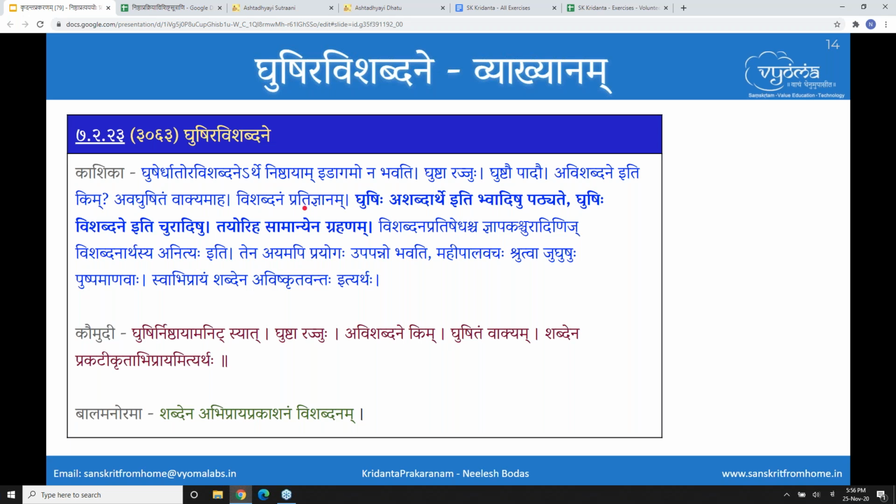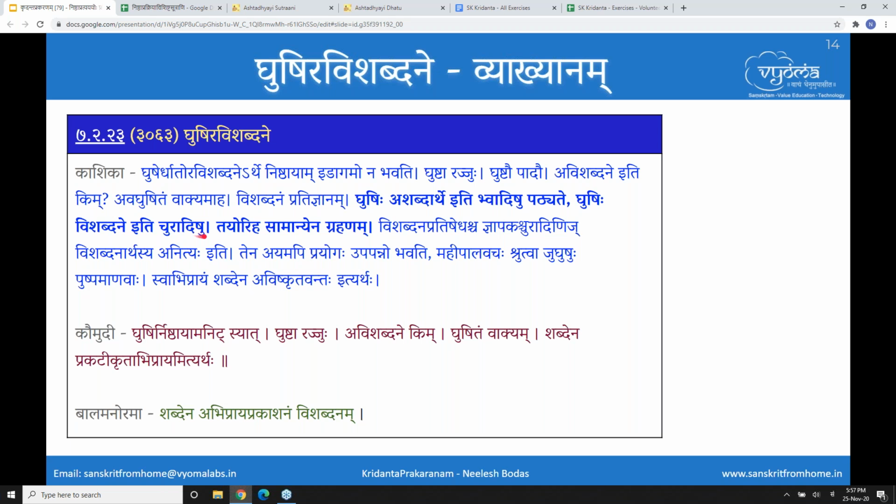Iti artha. Now understand. Ghushir ashabdarthe iti bhvadishu pathyate. Ghushir vishabdane iti churadishu pathyate. So on top of it, the meanings are different. But tayoh iha samanyena grahanam. This sutram, the ghusha in this sutram represents both of them. Tayoh ityukte bhvadiganiya dhatoh churadiganasya cha dhatoh, ubhayoh atra samanyena grahanam. Idanim ghushi vishabdane iti asti chet avishabdane iti grahanam katham bhavati.